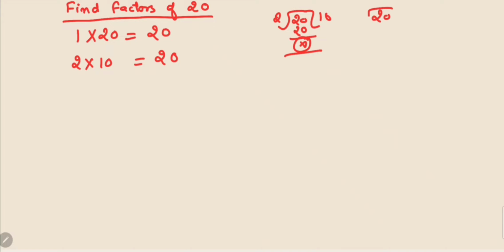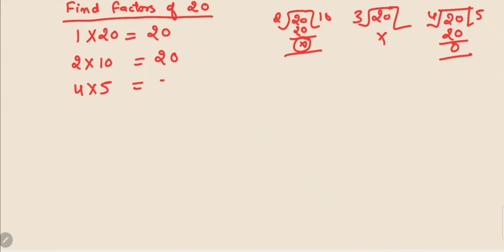See, will this 20 go with 3 or not? It won't go with 3, because we'll get some remainder. So 3 is not a factor of 20. Next number we'll check is 4. 4 into 5 will get 20 and remainder is equal to 0. It means 4 into 5 is equal to 20.